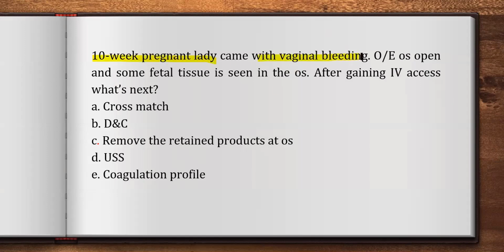A 10-week pregnant lady came with vaginal bleeding. On examination, the os is open. Some fetal tissue is seen in the os. After gaining IV access, what is next? So I've got a 10-week pregnant woman with vaginal bleeding, an open os, and fetal tissue there. So obviously it's incomplete abortion. For incomplete abortion, what is the next thing you should do after gaining IV access?